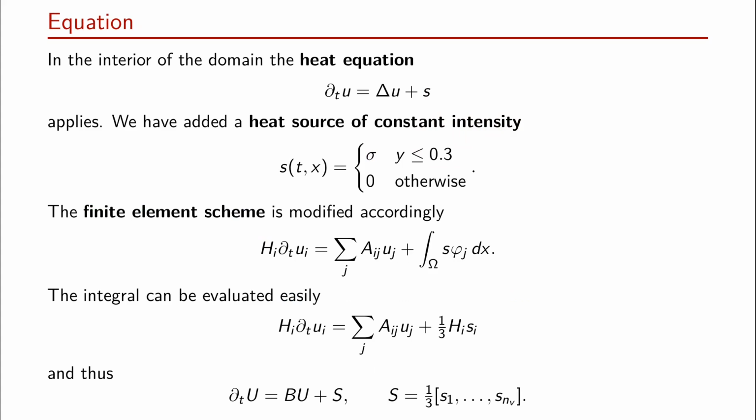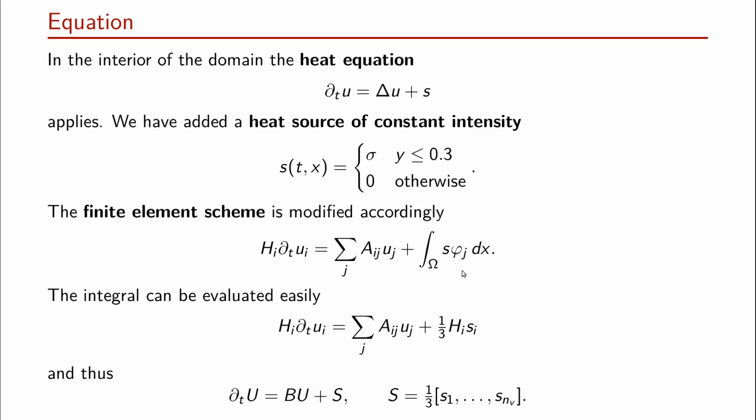Now, what does this change in our finite element scheme? Well, the left-hand side as well as the Laplace operator, they remain exactly the same. But now within the weak formulation that we have here, what we do get is essentially the source term multiplied by the test function, and we integrate this over the domain omega.